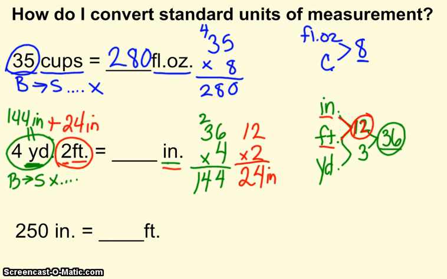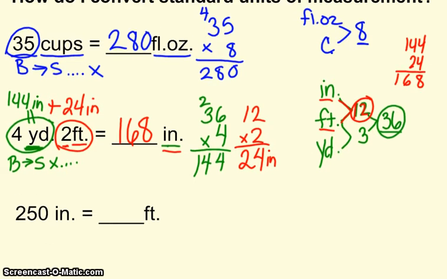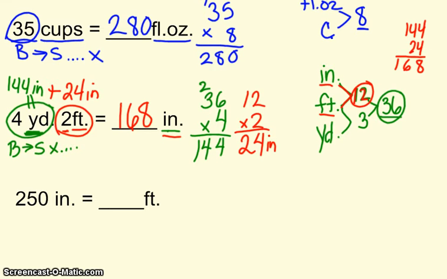I have to combine the two to figure out my total. So if I have 144 plus 24, I get a total of 168 inches. All right, now I've done 2 big to small. Let's do a small to big. And you always love this one.